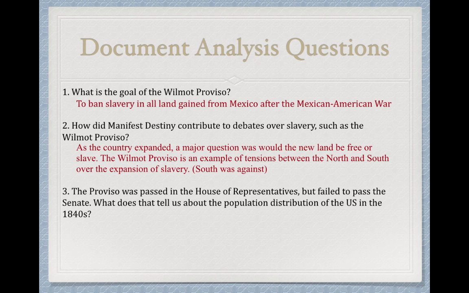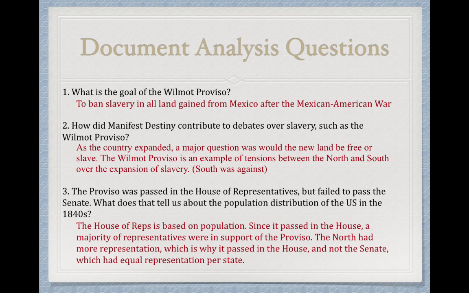So to take this a step further, we notice that the Wilmot Proviso, although it never becomes a law, does pass the House of Representatives, but not the Senate. So what does that tell us about the population distribution of the U.S. in the 1840s? Think about this for a moment. You're absolutely right. Because the House of Representatives is based on population, more people are living in the North, which has a higher number of representatives in the House. Therefore, that's why it's passing in the North, where there is no slavery. Now, because the Senate has equal representation per state, it can be defeated even though the South has fewer people than the North does. So this is a very important idea.